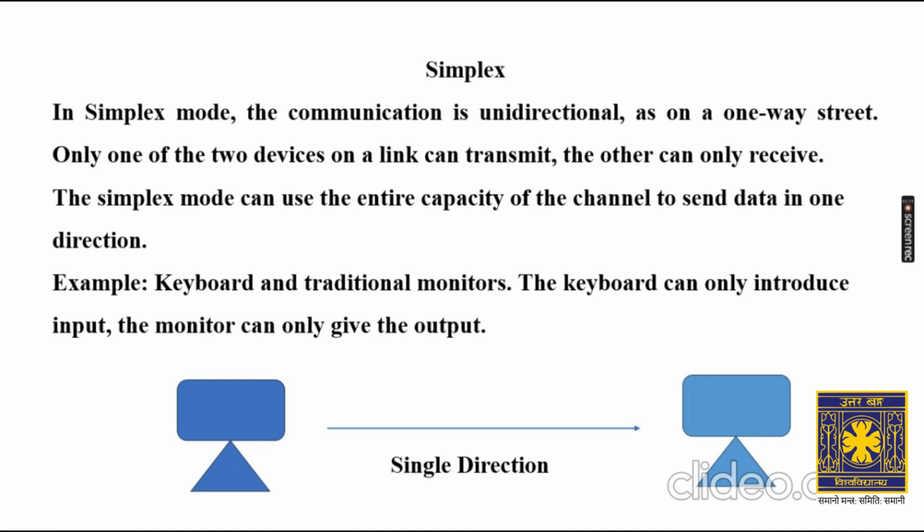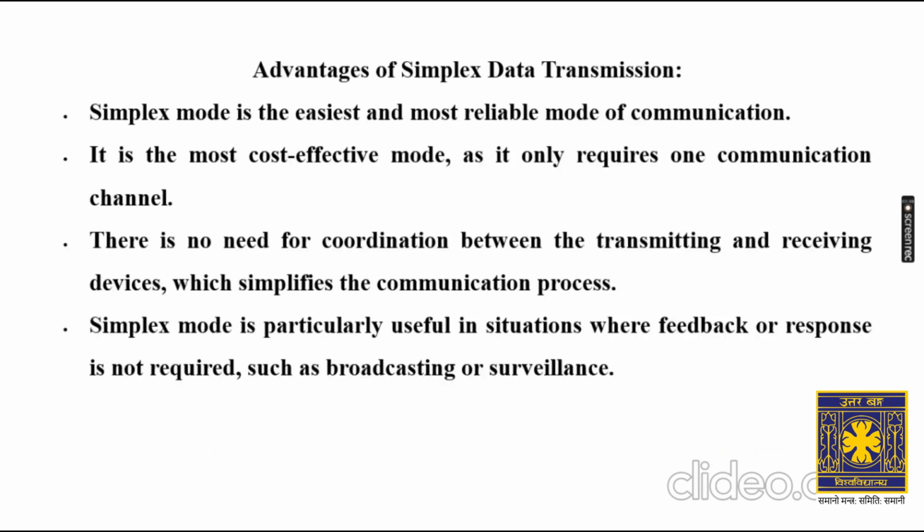I can take one example, keyboard and traditional monitors. When you press any key of the keyboard, it can send data to the computer, but the keyboard will not receive any data from the computer. So the keyboard can only provide input. Similarly, if we talk about the computer's monitor, it can only give the output. You can see the diagram here. So there is only a single direction of communication.